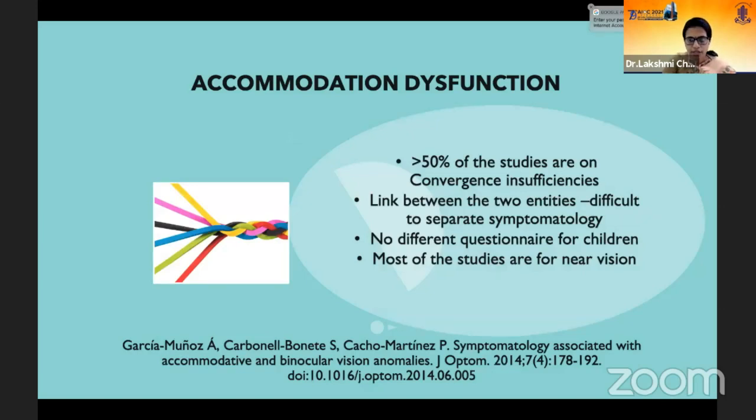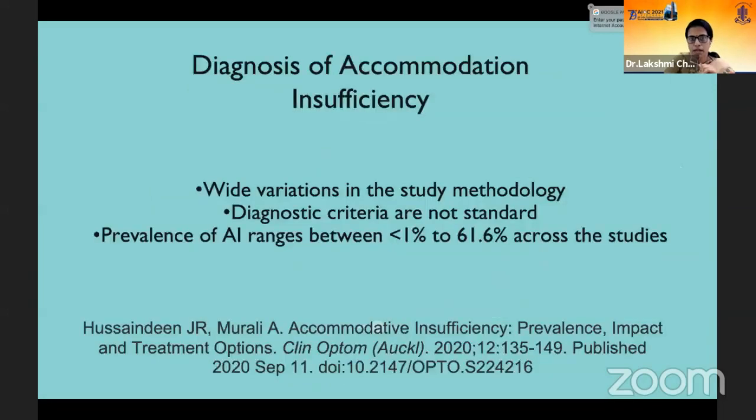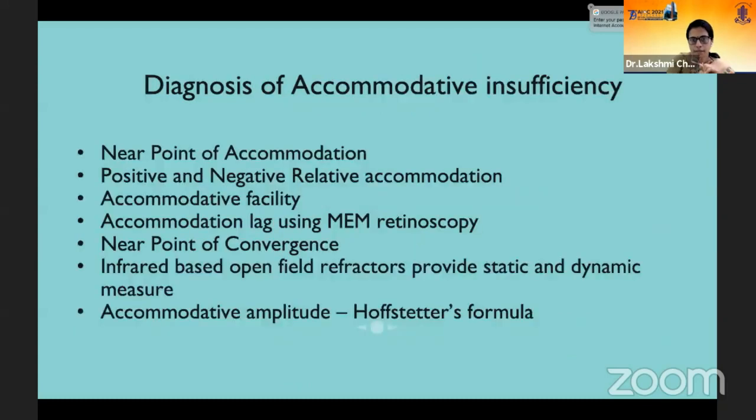Now the second half of the balance system, accommodation dysfunction. Unfortunately, accommodation dysfunction is less studied than convergence insufficiency. More than 50% of the studies are for convergence insufficiency. There is no different questionnaire for children, and most of the studies are for near vision. And the diagnosis of accommodation insufficiency is, for the same reason, difficult, and the diagnostic criteria are not very standard. Hence, different studies report less than 1% to 61.6% of accommodation insufficiency. This is the reason for a wide variation in the percentages.